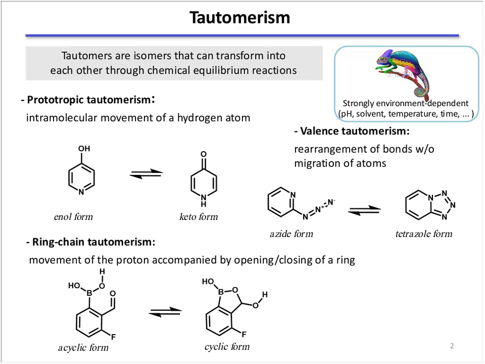If we compare valence tautomerism with prototropic tautomerism, there is one thing common to both: the reorganization of single and double bonds. If we compare valence tautomerism with ring-chain tautomerism, you can see there is a ring opening and ring closing between them. And if we compare ring-chain with prototropic tautomerism, we can see there is a migration of the proton in this type of tautomerism.